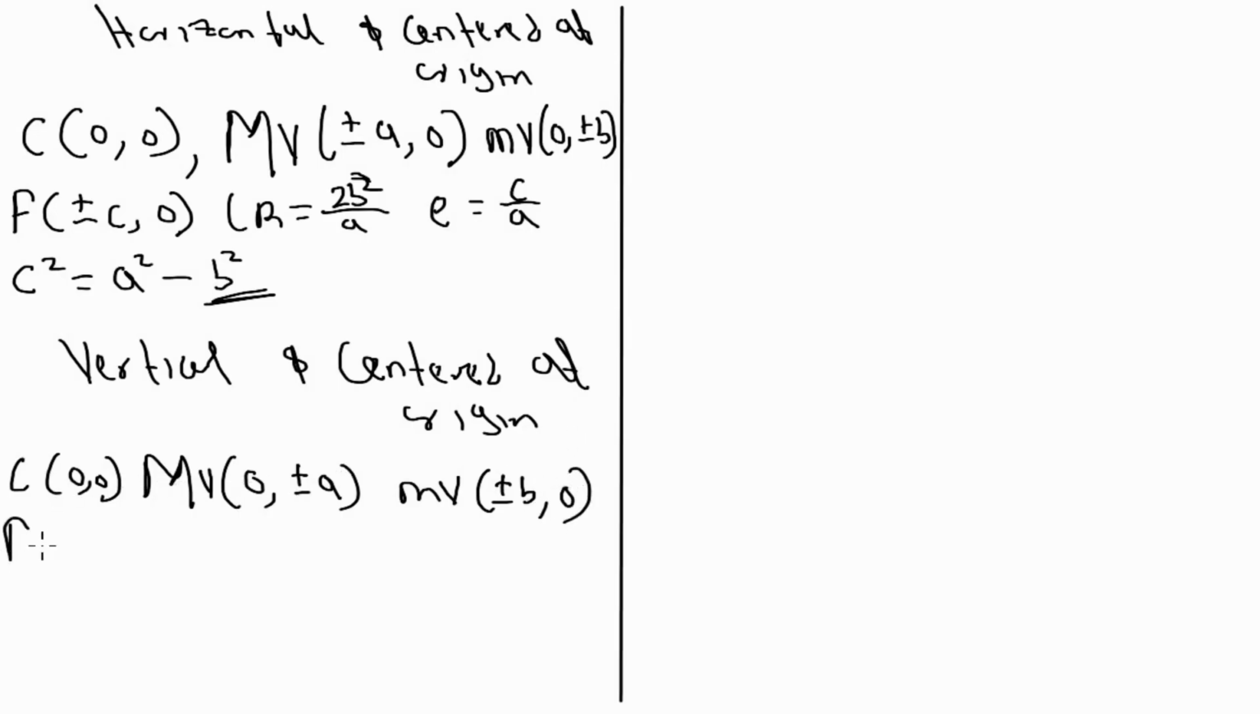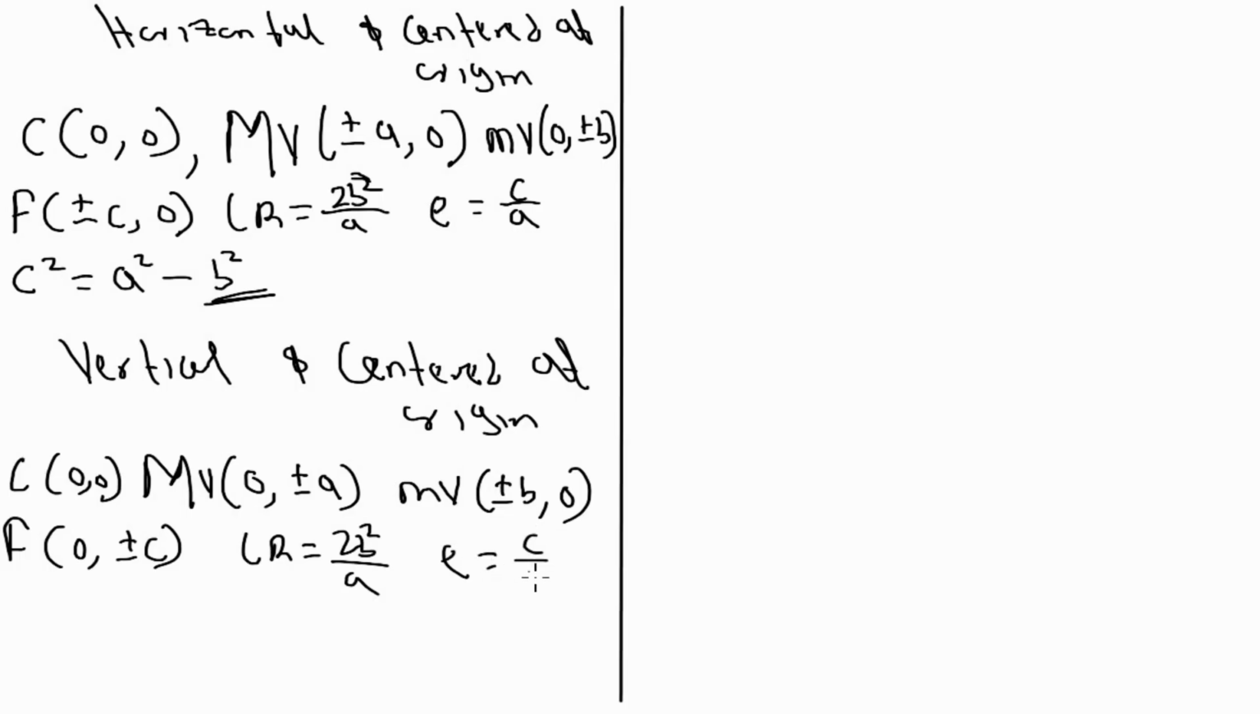Now, coordinate of the foci. Since c is relative with respect to the value of a, it is always along the major axis. And the major axis now is along the y-axis. Thus, c will not be in the x values anymore. It should now be a y value. So that's how the foci will now become 0, plus or minus c.